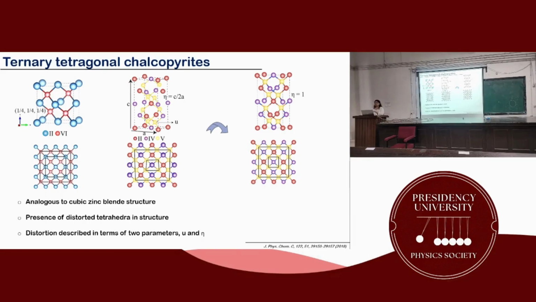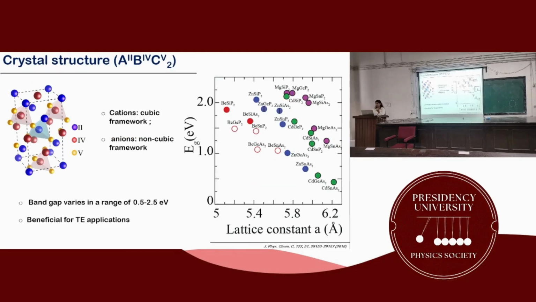So I have two things that I can tune. One is this eta, which is c by 2a. Don't confuse it with the efficiency eta. So c by 2a is basically your lattice parameter c and lattice parameter a; you are changing the ratio of them. So essentially, probably the volume or some things will change in the system. And then you have this u, which is basically the position of one atom, and you can maybe displace an atom and see how they behave.